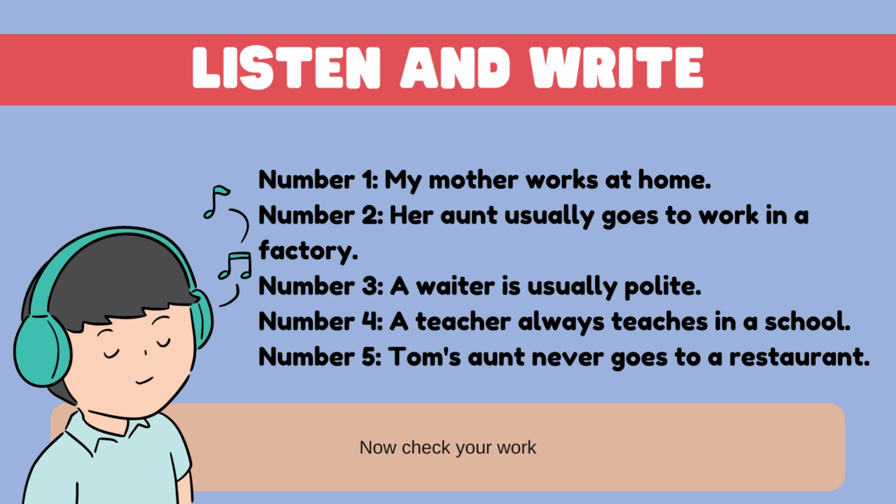Now check your work. Number 1, my mother works at home. Number 2, her aunt usually goes to work in a factory. Number 3, a waiter is usually polite. Number 4, a teacher always teaches in a school. Number 5, Tom's aunt never goes to a restaurant.